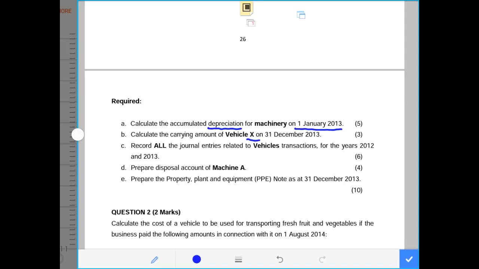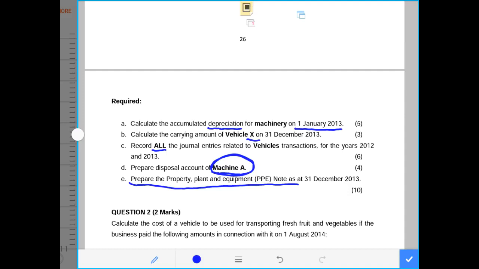So we also need that carrying amount. Then record all the journal entries related to vehicle transactions for the years 2012 and 2013. Then we are to prepare the asset disposal of machinery A. Then after, prepare the property, plant and equipment note as at 31st of December in the year 2013.